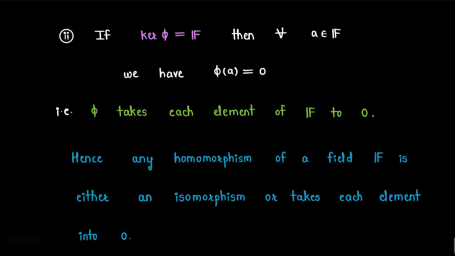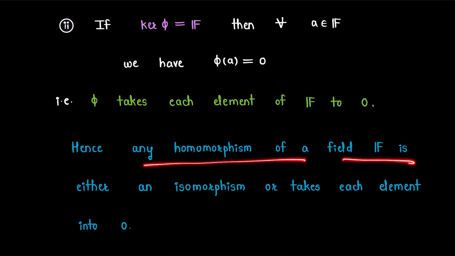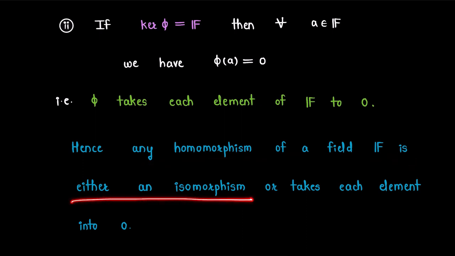Next, if we consider kernel phi is field F, then for all elements a in field F, we have phi of a is equal to 0 and thus phi takes each element of field F to 0, and hence from these two cases we can conclude that any homomorphism of a field F is either an isomorphism or it takes each element of field F into 0, and this proves our result.